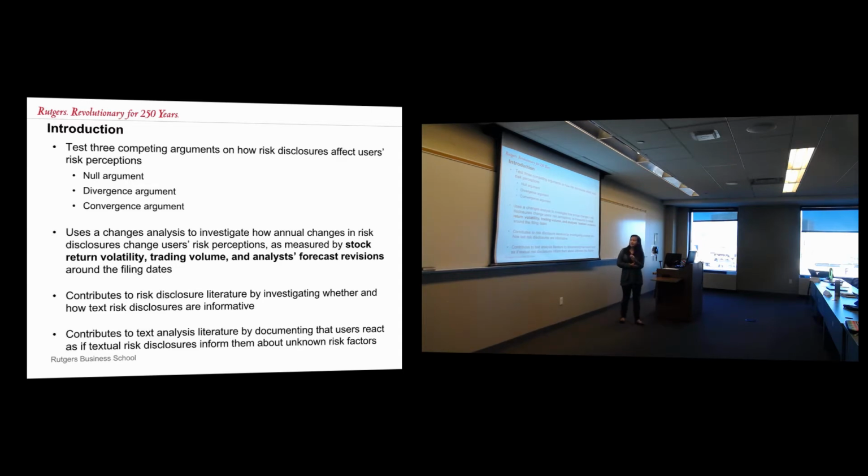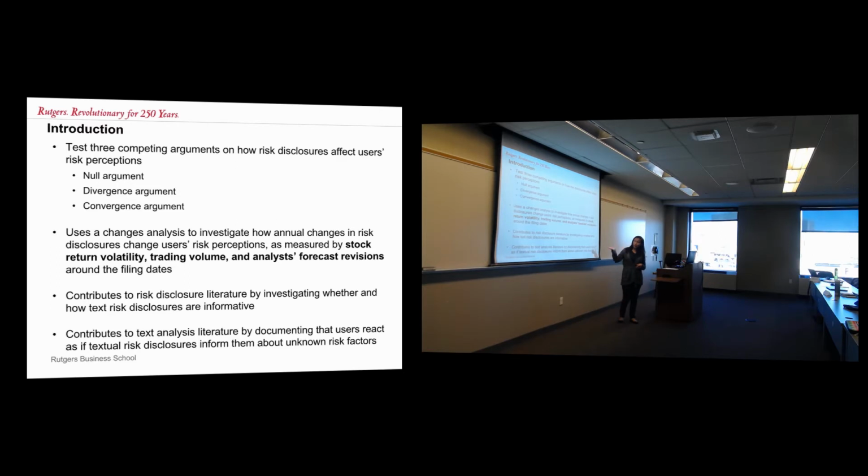The second is the divergence argument, which essentially says that these risk disclosures are informative and they actually provide new information about uncertainty or new risks that are related to the entity. So in this scenario, we would expect that risk disclosures would be positively correlated to users' risk perceptions, which are measured by trading volume, return volatility, and analyst forecast revisions.